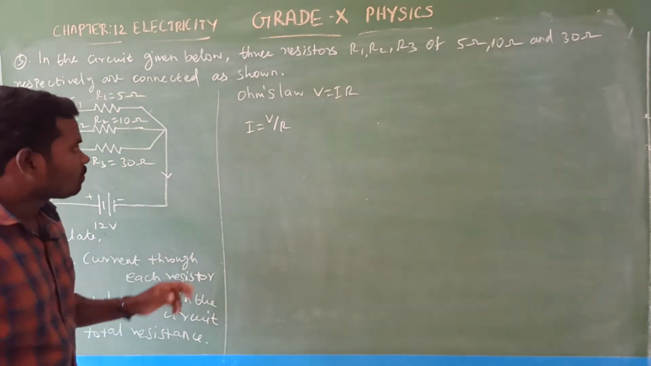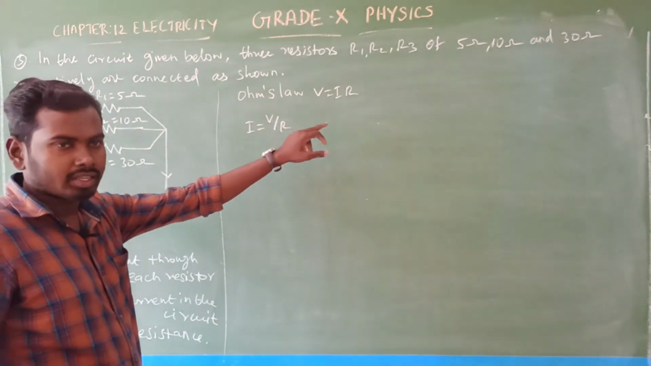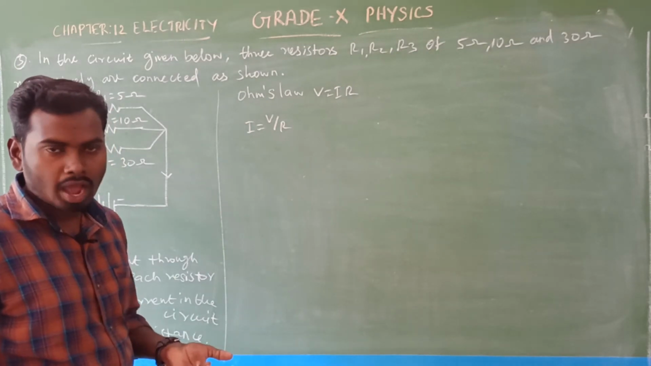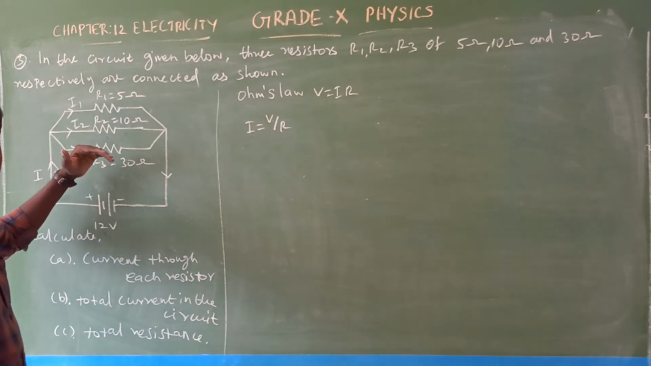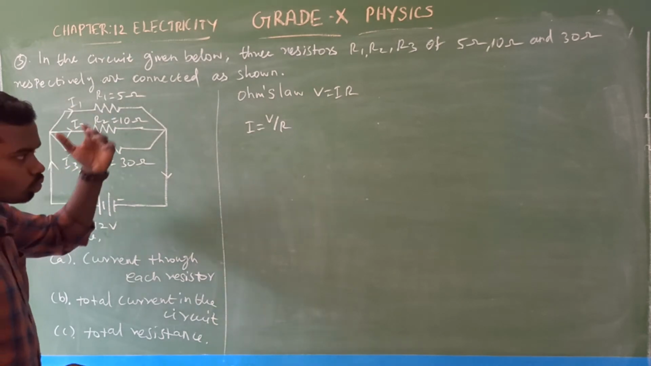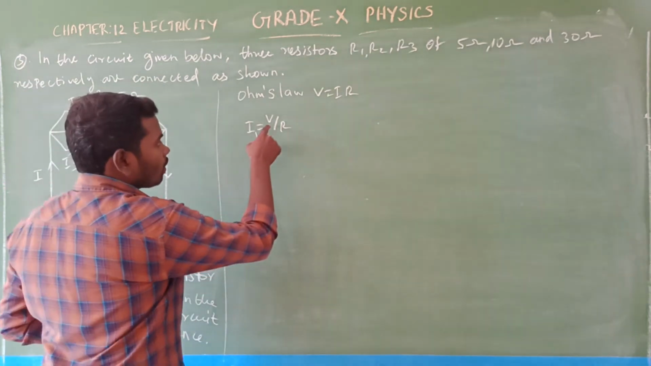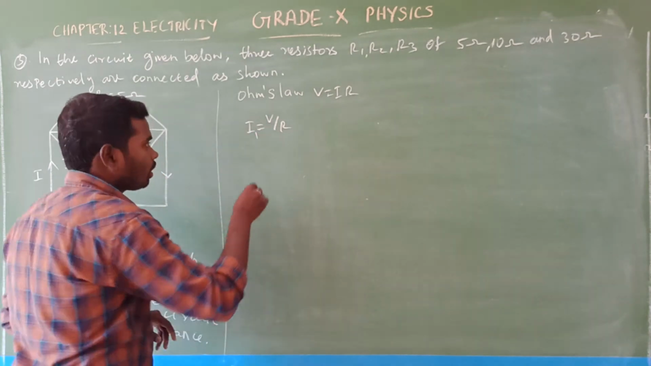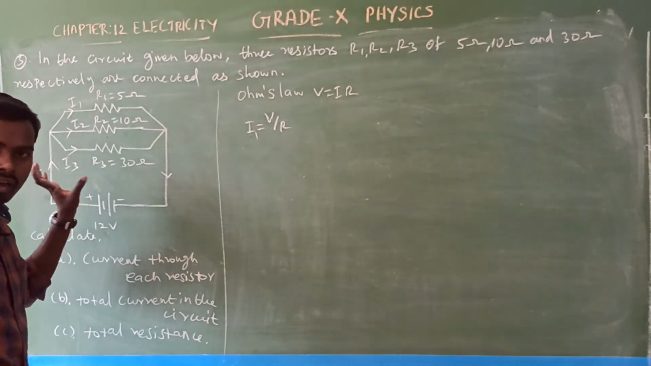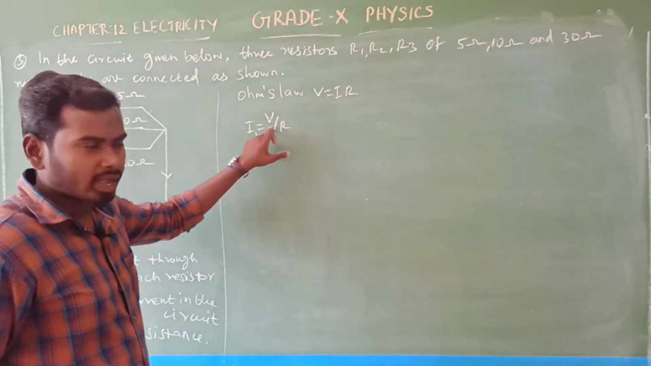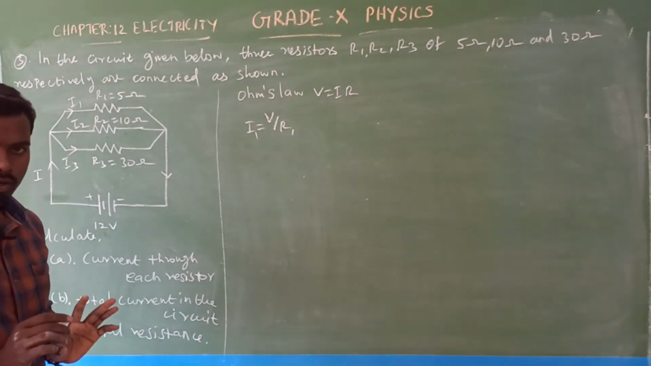For calculating the current value, we have the formula, Ohm's law, V equal to IR, I equal to V by R. But here we have three branches of current, I1, I2 and I3, so you just modify based on that. So I1 is equal to V1 or V? V, because in parallel combination potential difference remains same. So V by resistor R1.